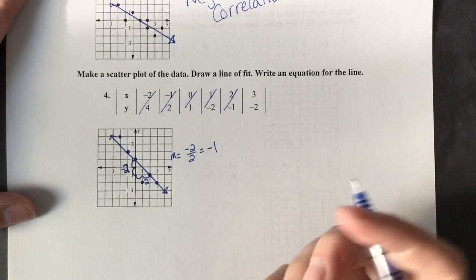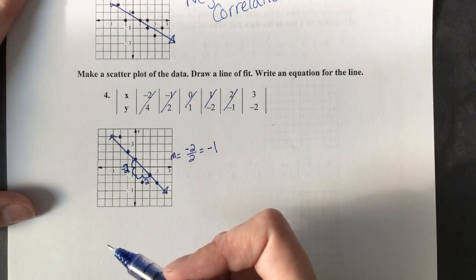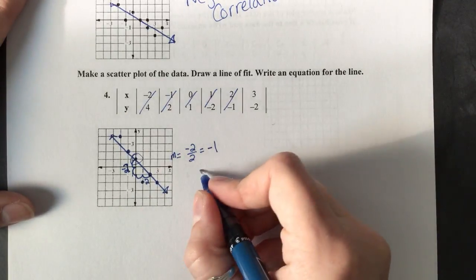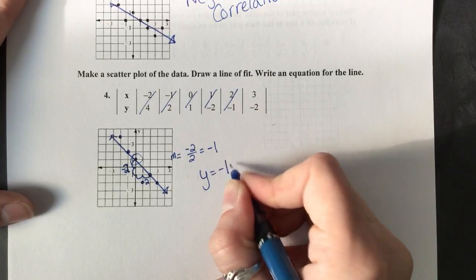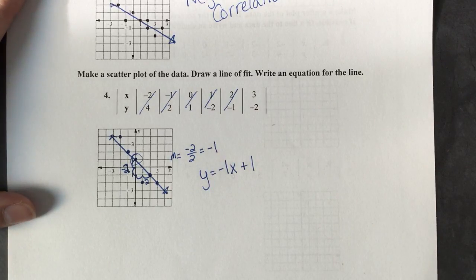And then I need one of my points or my y-intercept. Do I know my y-intercept? Yeah, we do. It's right here at 1. So y equals -1x plus 1.